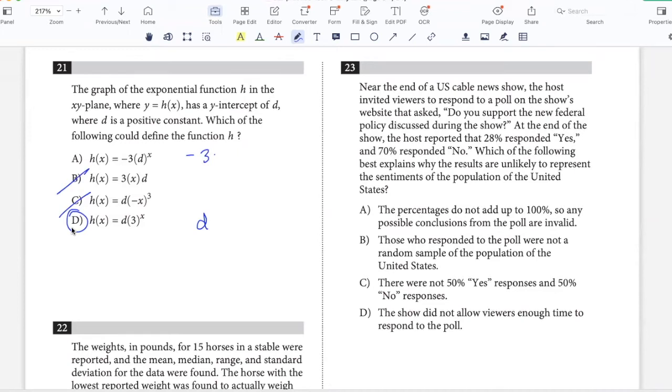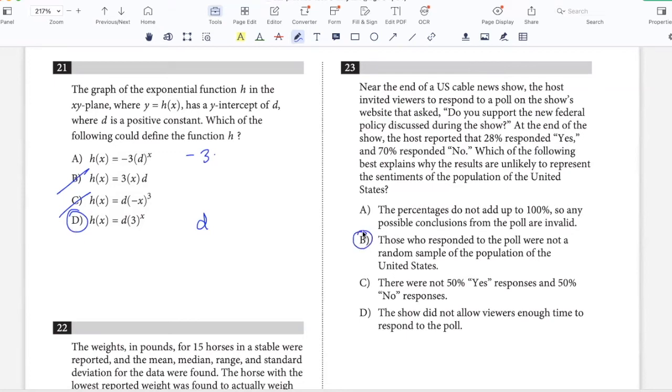US? A: The percentages do not add up to 100%, so any conclusion is invalid. B: Those who responded to the poll were not a random sample of the population of the US. C: There were not 50% yes and 50% no responses. D: The show did not allow viewers enough time to respond to the poll.